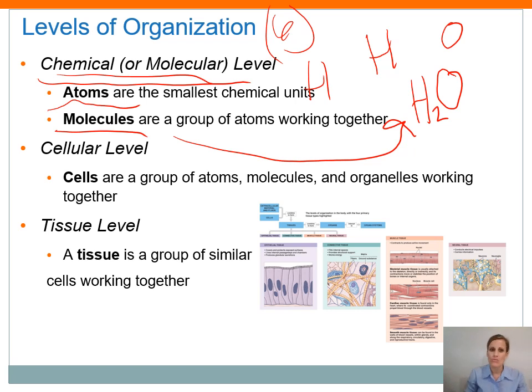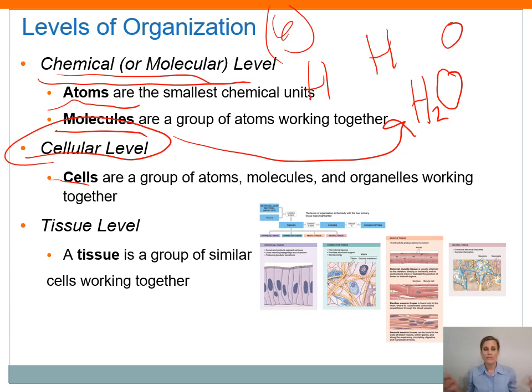So these atoms and molecules are all in this chemical level. Now, eventually, if we put enough chemicals together, we can get something big enough to be a cell. And cells are included in the cellular level. So we have groups of atoms and molecules and tiny little structures called organelles and proteins and fats, all working together to form one single cell in the cellular level.